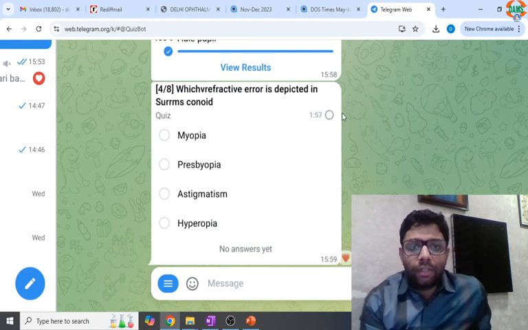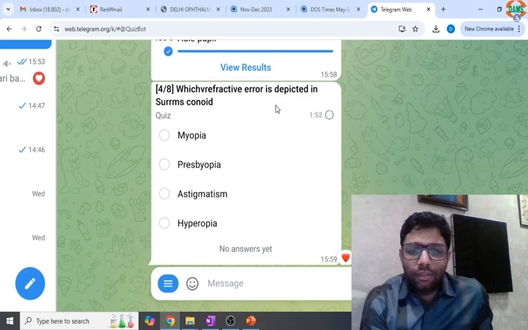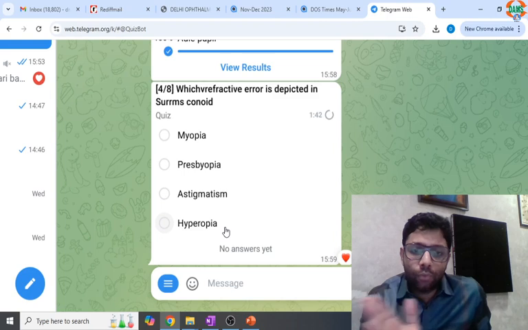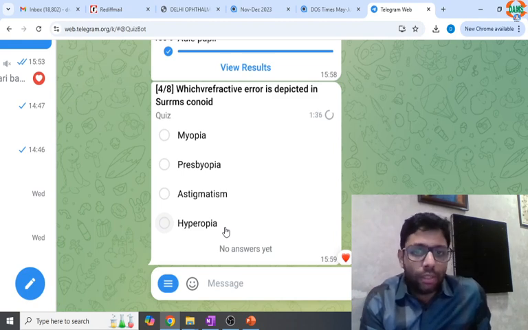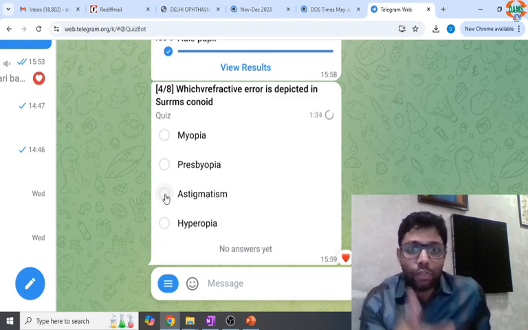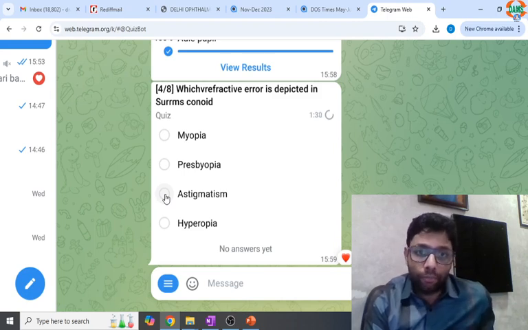Now which refractive error is depicted in Sturm's conoid? Not serum sconoid, at least a spelling error, doing it on mobile sometimes. Sturm's conoid depicts astigmatism because two rays are focused at two different points. Myopia and hyperopia are focused at one single point: in front of the retina is myopia, behind the retina is hyperopia. And presbyopia is not a far point concept, it is a near point concept. For presbyopia, a recent drug has been approved, 1.25% pilocarpine once a day.